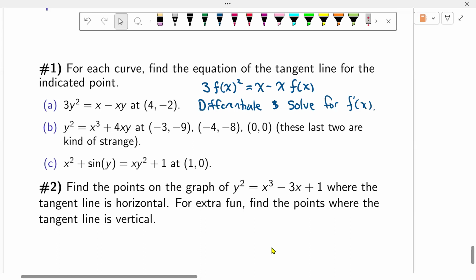That's right. Good job. You can always check your work too on these by plotting the curve, plotting what you think is the tangent line, and seeing, is it even remotely close?